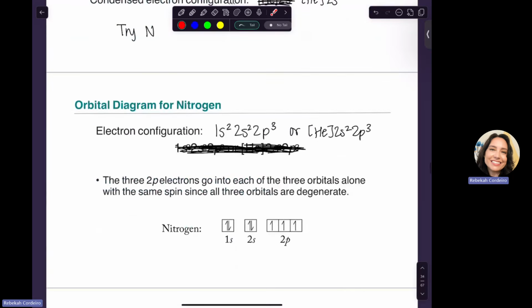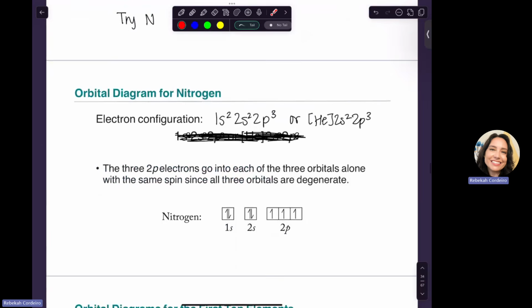Now, we sometimes need to know exactly what's going on inside of that. Like, what do those electrons look like? So we use these arrows to represent an electron. And if you have an up and a down, that's an electron pair, a pair of electrons.